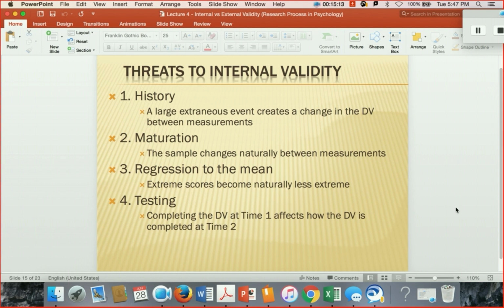So here are just a quick 10 that I've identified and that also textbooks have identified for you. Number 1, history. What does it mean to have history as a threat to internal validity? It essentially means that there's something that may happen on a global scale that we are not in control of that might potentially change my dependent variable's measurements between the measurement times.